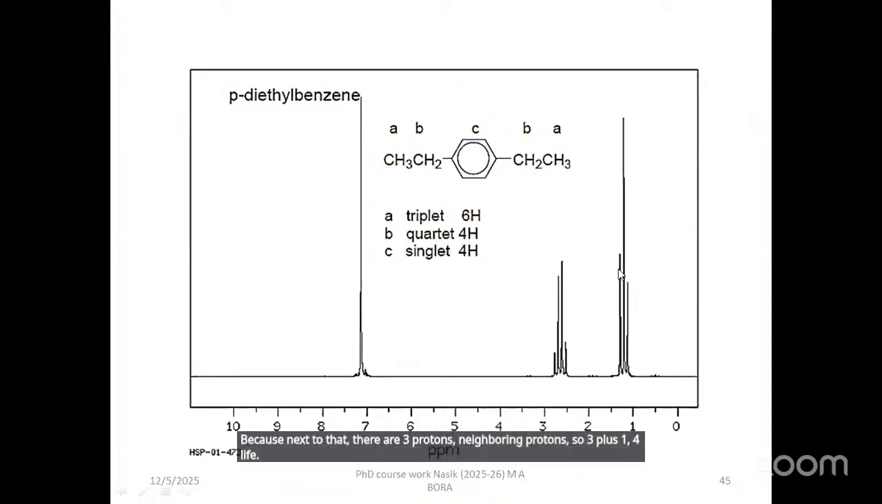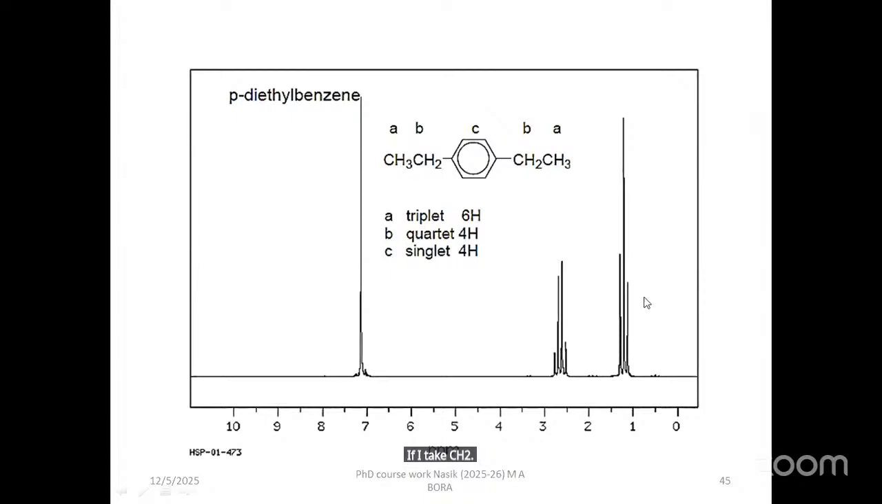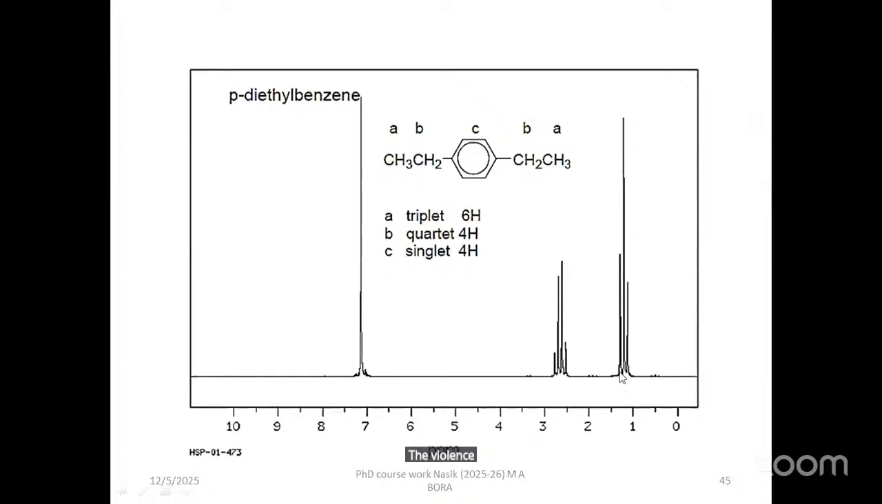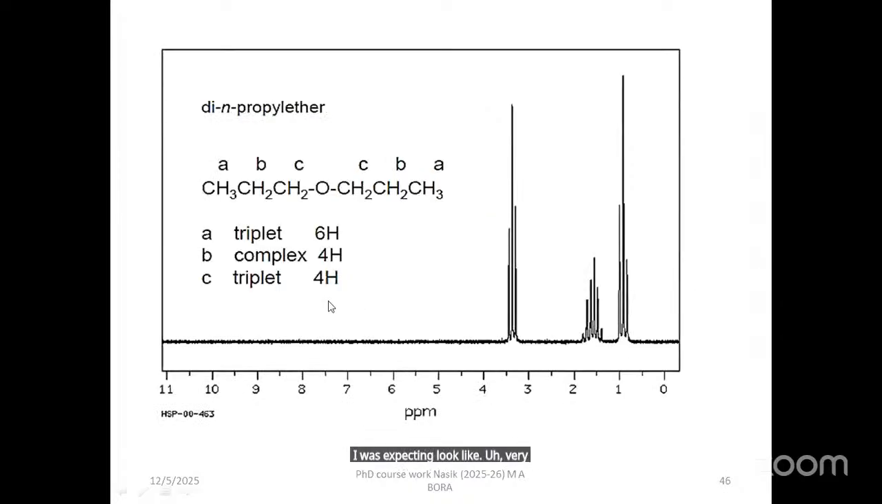If I take CH3, next to that we have CH2. Obviously, CH3 protons are more shielded as compared to CH2. The value will be around 1.1 or so. And it will appear as a triplet because there are two neighboring protons to CH3. So by your n plus 1 rule, 2 plus 1, 3 lines, 1:2:1 will be the intensity ratio. And this is how the spectra will look. Very simple spectra.